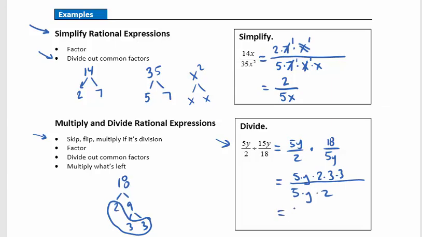Okay. Once I've got it factored, now I can divide out my common factors. Common factor of 5 in there. Common factor of y in there. And also a common factor of 2 in there. So it looks like what I'm left with is 9 in the numerator, 1 in the denominator. So 9 over 1, not 9 over 9. 9 over 1, which is actually just equal to 9, because remember, every fraction is a division problem. 9 divided by 1 is going to give me just 9.